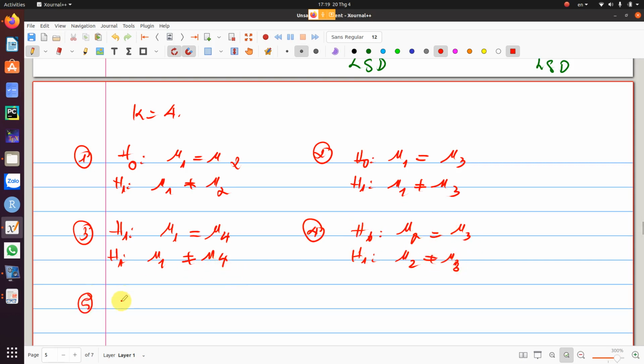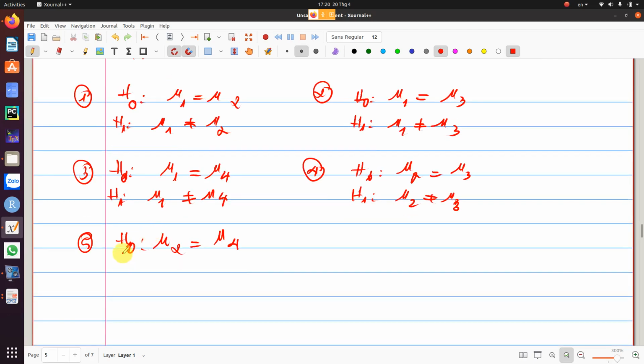Number 5: H0 is mu2 equals mu4, H1 is mu2 different to mu4. Number 6: we have H0 is mu3 equals mu4, and H1 is mu3 different to mu4. Okay, that's all. We have 6 hypotheses in total, and we need to make the conclusion for the given 6 hypotheses.